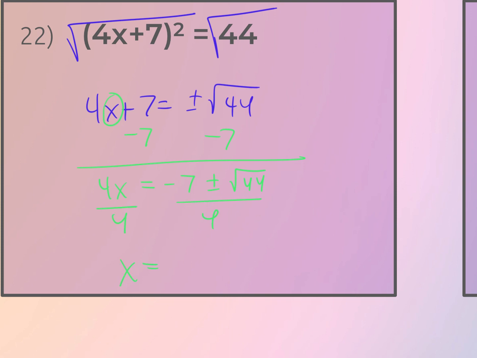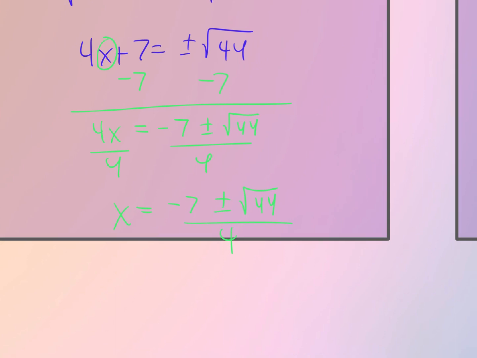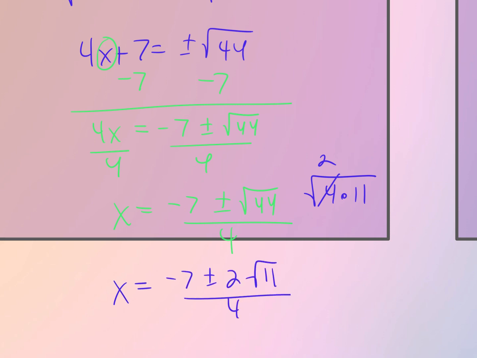If you get this far and you leave it, you're going to get some points off because you did not fully simplify. But you're on the right track. How can I simplify the square root of 44? It's 4 times 11, right? So when I break this down, the 2 comes out in front. So I have x equals negative 7 plus or minus 2 root 11 over 4. Am I okay with that?